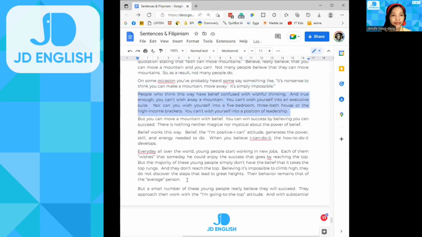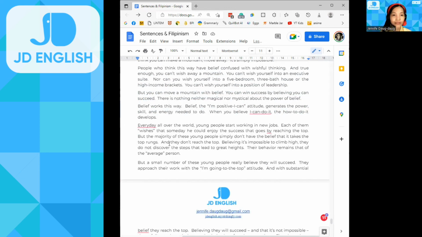You can't wish yourself into an executive suite, nor can you wish yourself into a 5 bedroom, 3 bath house or the high income brackets. You can't wish yourself into a position of leadership. But you can move a mountain with belief. You can win success by believing you can succeed. There is nothing magical nor mystical about the power of belief. Belief works this way. Belief, the I'm positive I can attitude generates the power, skill, and energy needed to do. When you believe I can do it, the how to do it develops.